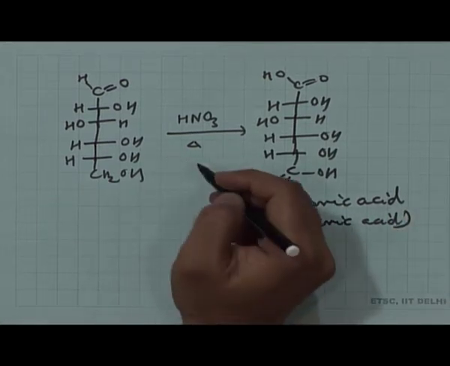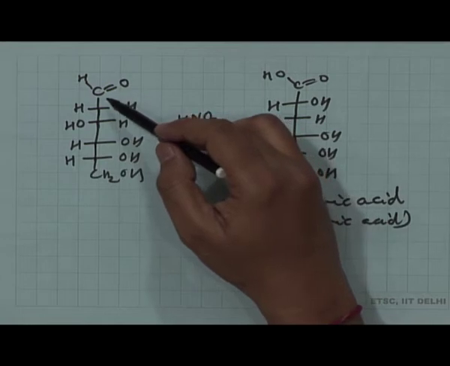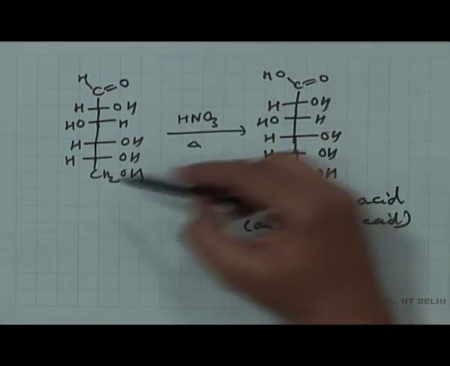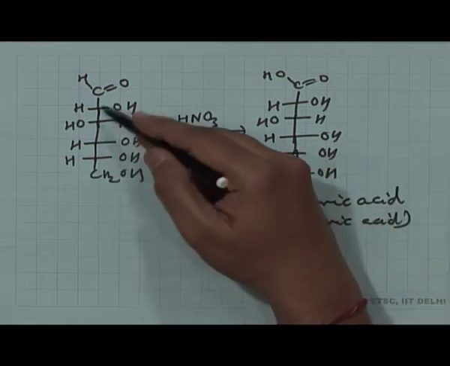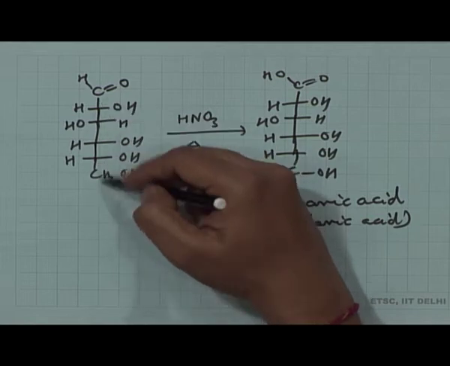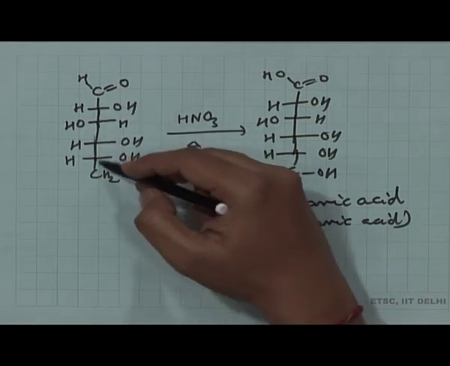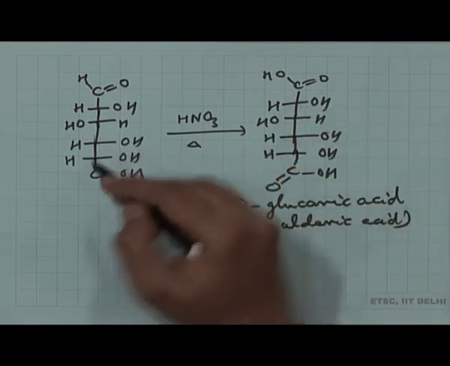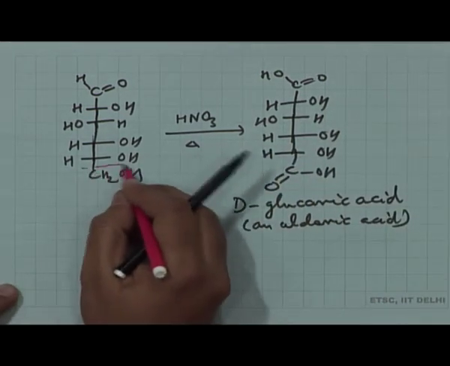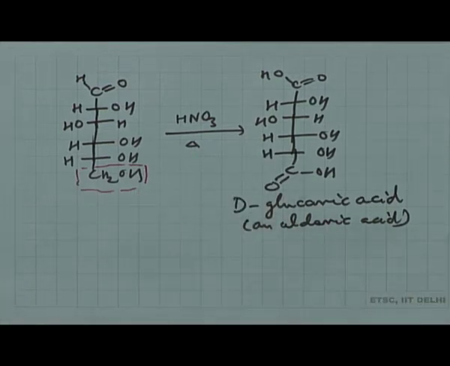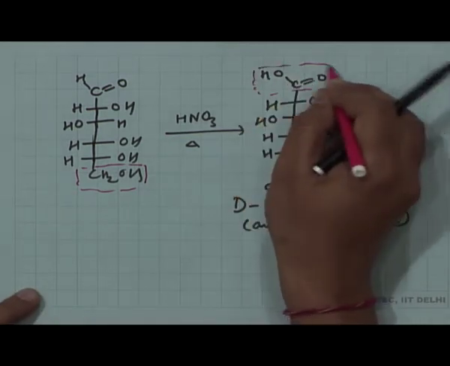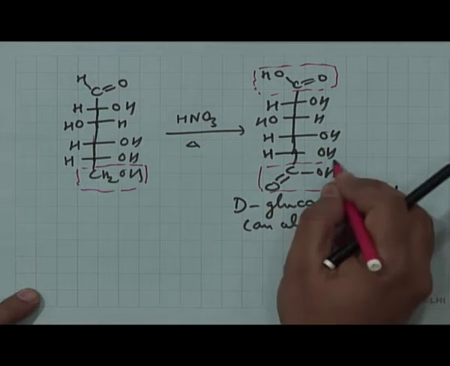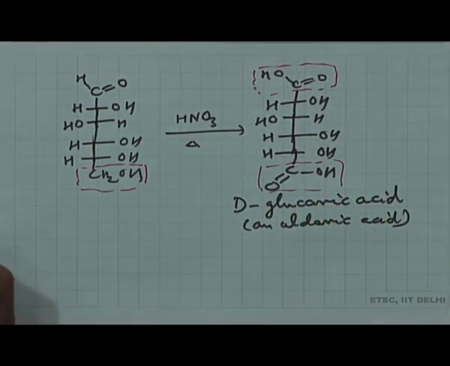Dilute nitric acid is a stronger oxidizing agent, and it oxidizes the aldehyde group to a carboxylic group as well as the primary alcohol group to a carboxylic group. It does not touch the secondary hydroxy groups. If you see, this polyhydroxyaldehyde has multiple secondary hydroxy groups, but it does not touch them. Only the primary alcohol group and the aldehyde group get oxidized to carboxylic groups. It forms D-glucaric acid. So, now I will stop here.